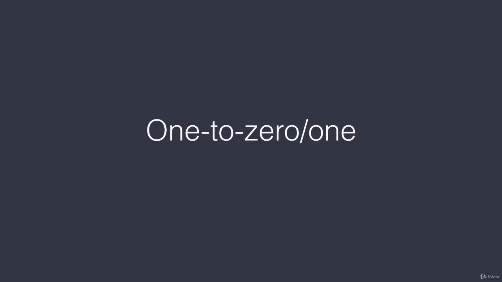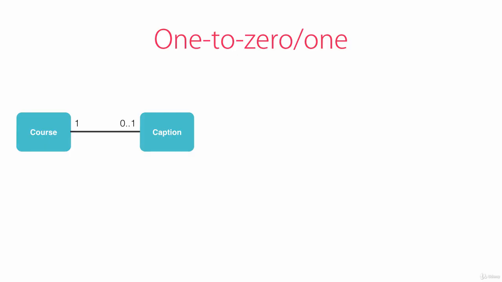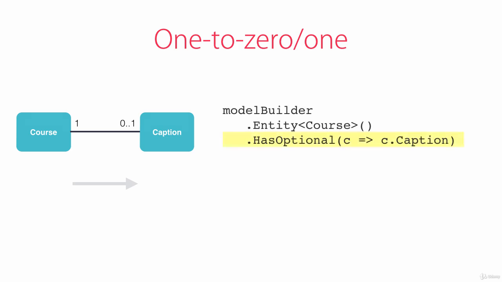Another example, 1 to 0 or 1. So here we have a course, and a course can optionally have a caption. But each caption belongs to only one course. So let's start the configuration from course to caption. So we call modelBuilder.Entity of Course. And now because a course can optionally have a caption, we call the HasOptional method. And again, similarly, here we supply a lambda expression that specifies the name of the target navigation property.